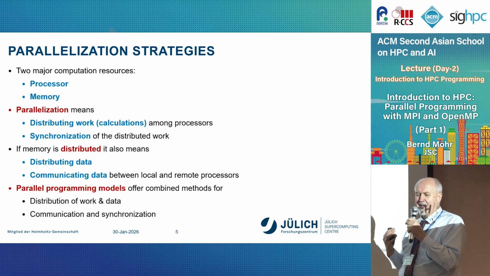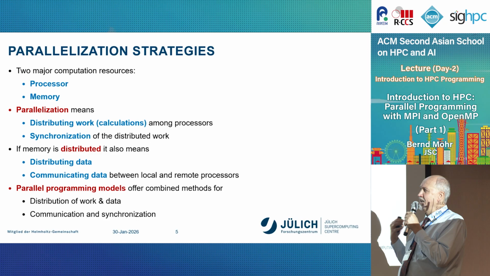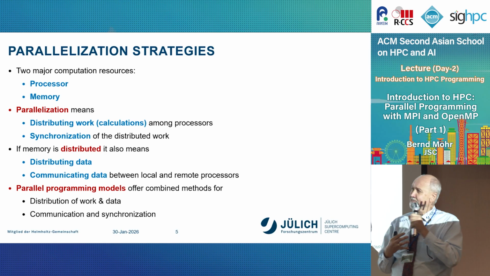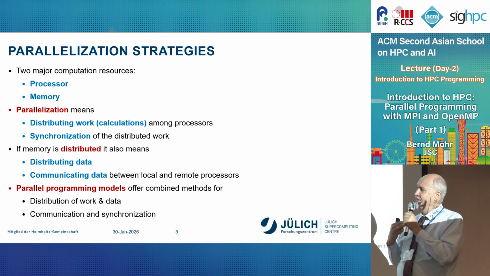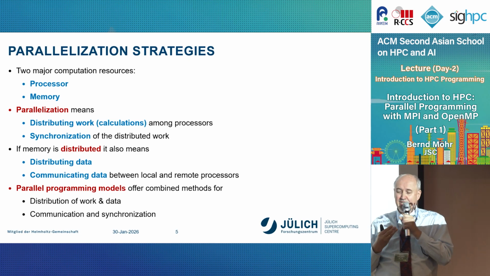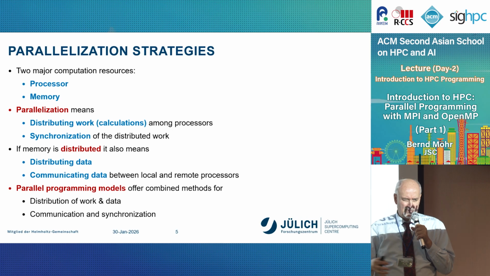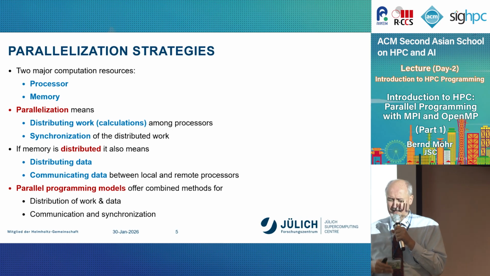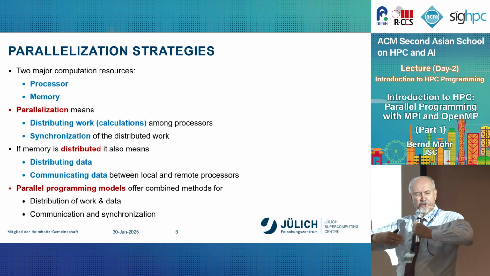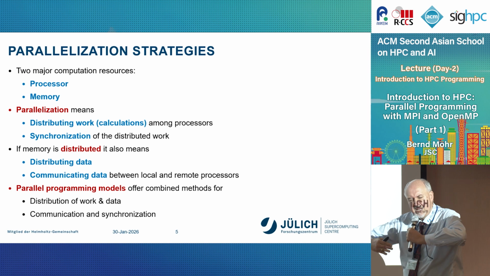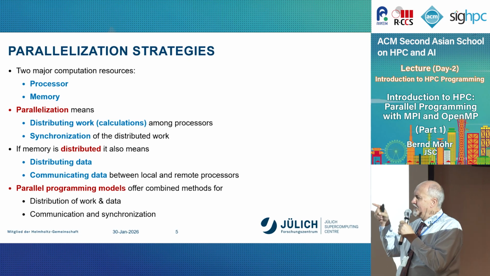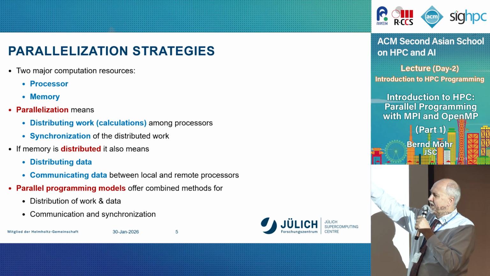So we basically have two things we need to worry about: the processors we have and the memory we have. When I parallelize something, it means I'm distributing the work, the calculations, among the processors. Different processors work on different portions of the data. And I have to synchronize this distributed work, so that everyone says, oh, I'm done with the first step, now everyone is done with the second step. This works for all machines.